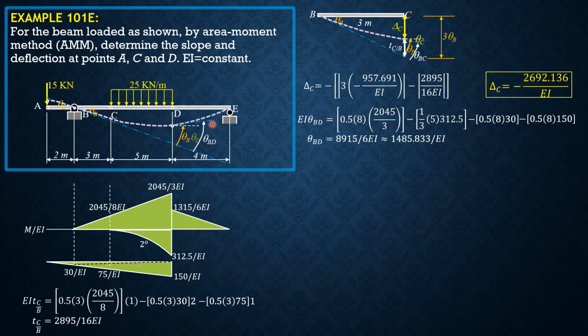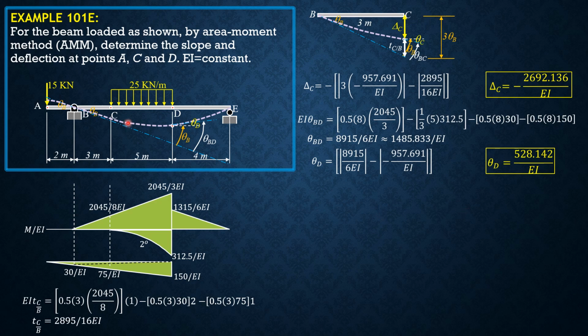And this is theta D, which is positive of the absolute value of theta BD minus the absolute value of theta B. So theta D is the absolute value of theta BD minus the absolute value of theta B. So theta D in decimal is equal to 528.142 over EI. So you compare this with the answer to example 100E by the double integration method.